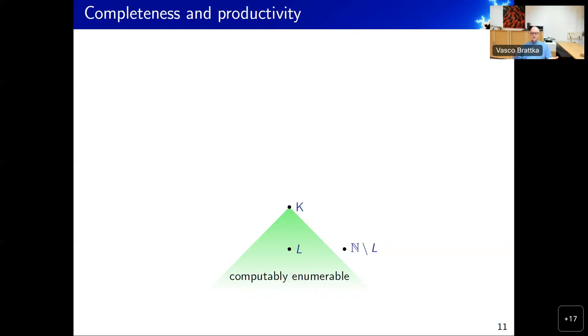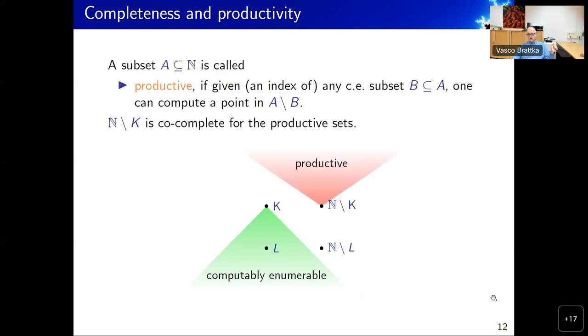Now, I was speaking about complete problems. I mentioned that there is this dual notion of co-completeness, which is the simplest problem in a class. And we have here automatically also such a situation, namely the complement of the halting problem is co-complete for the class of productive sets. So what is a productive set? A productive set is a set where, given an index, so a program or a description of a CE subset B of A, you can actually compute a point in the complement, a point which is in A and not in B. So if that is possible, then you have a set which is highly non-computably enumerable.